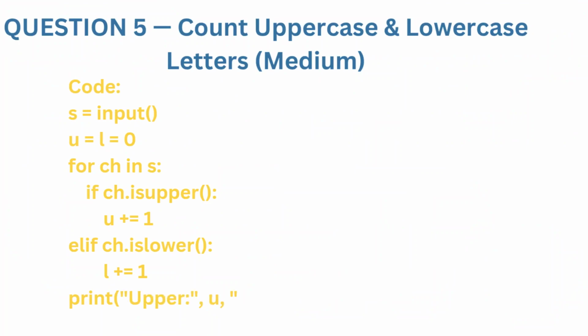So it will print the upper and lower case letters. And the next question is find the second largest number. We remove the duplicates using the set function, sort the list and pick the second last element, that means the second largest element. So basically we have to first sort the list.